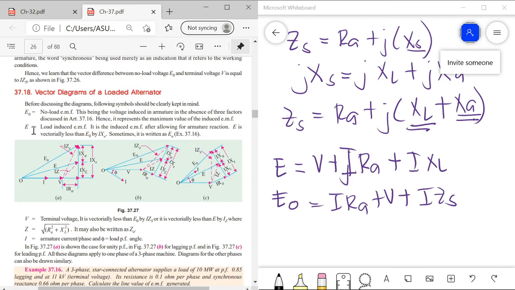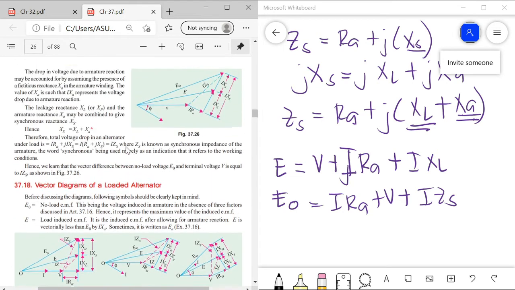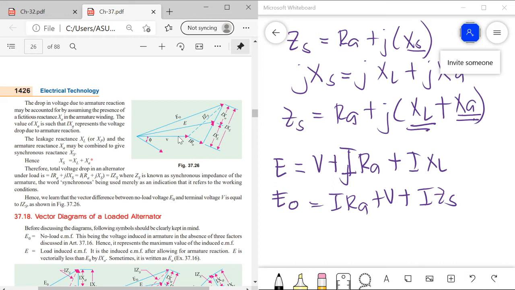E is the load-induced EMF. It is the induced EMF after allowing for armature reaction. E is vectorially less than E0 by IXA. Okay? So, you can see that this is less than E0 because it doesn't have the IXA.